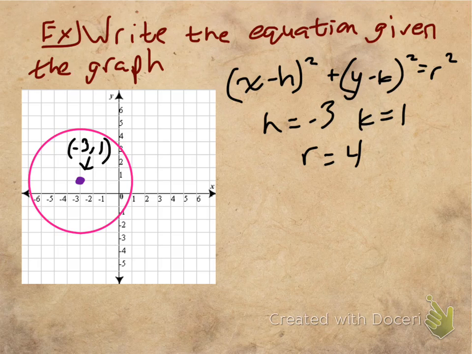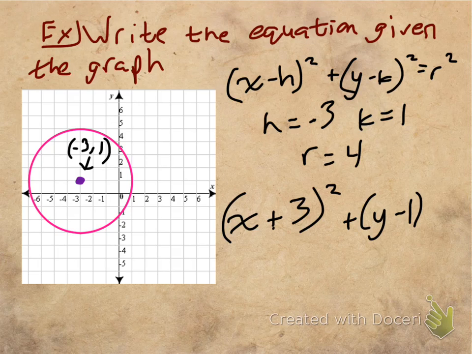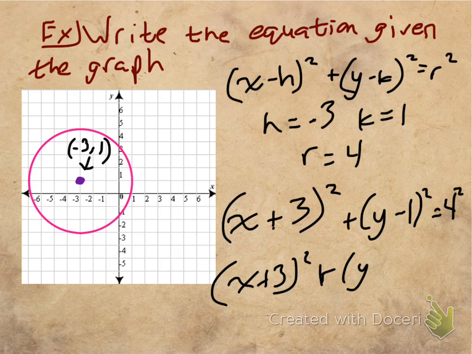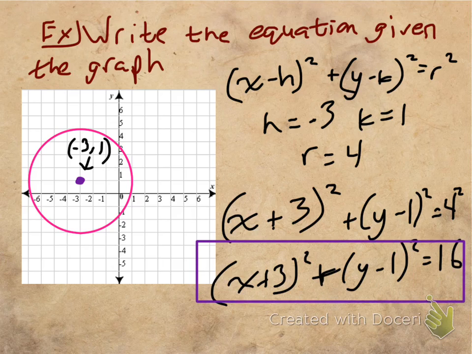And now I just plug stuff in. So I get x plus 3. Again, it's the opposite of the value we had. It was negative 3 here, it's positive 3 here, right? Plus (y - 1)^2 equals 4^2, which you would write as (x + 3)^2 + (y - 1)^2 = 16. And that would be your answer.